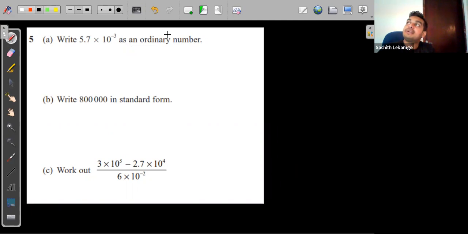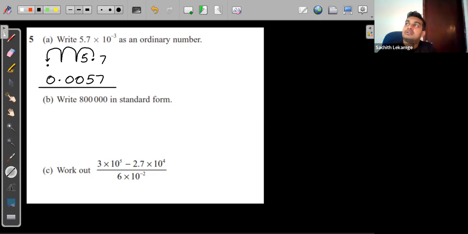5.7 into 10 to the power minus 3 as an ordinary number. Listen, what you need to do, divide it by 10. So 5.7 is a decimal, you need to bring 1, 2, 3 over here. Then 0.0057. Right, 10,000 is standard form.